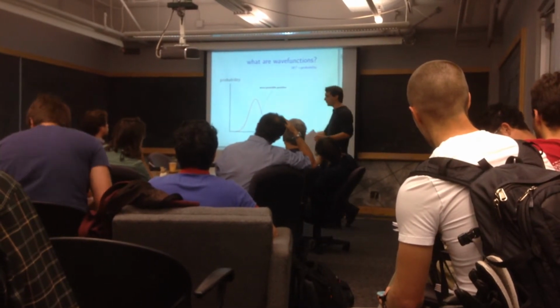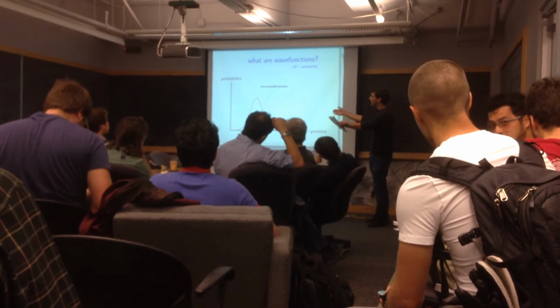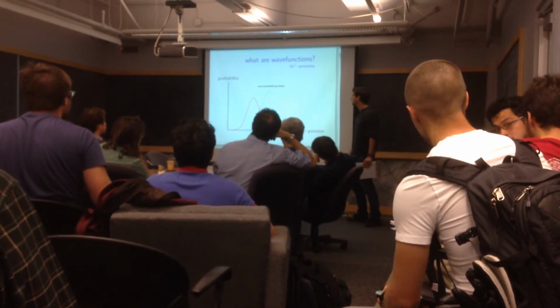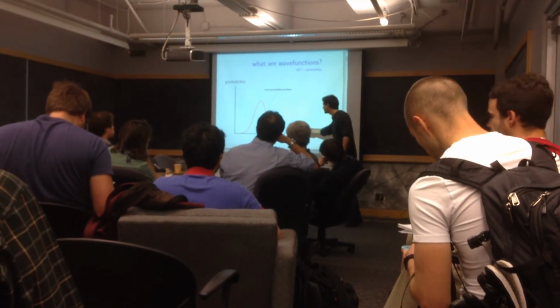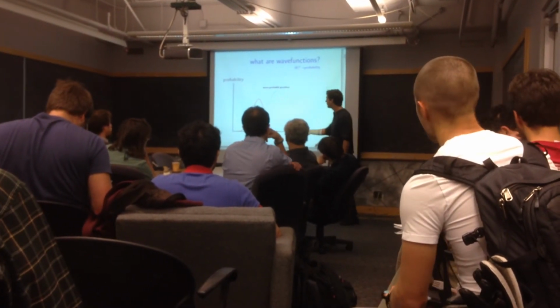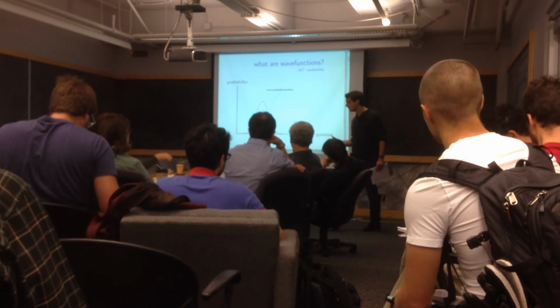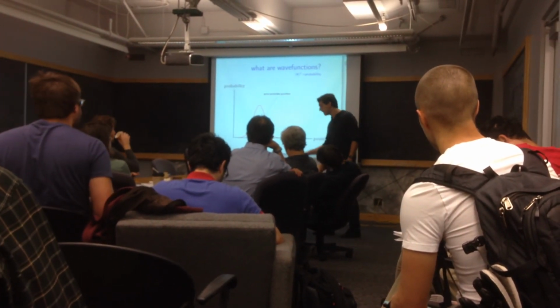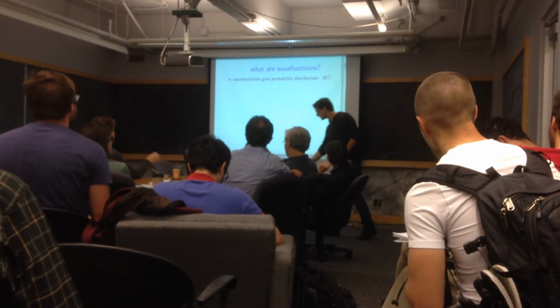So for example, if I'm performing an experiment to locate the position of a particle, and the wave function squared looks something like this, then this tells me that in my experiment there's a low probability of observing the particle to be in this region over here, and a higher probability of observing the particle to be in this region over here. So you can understand why the wave function is important as it relates to the probability distribution of outcomes of experiments.